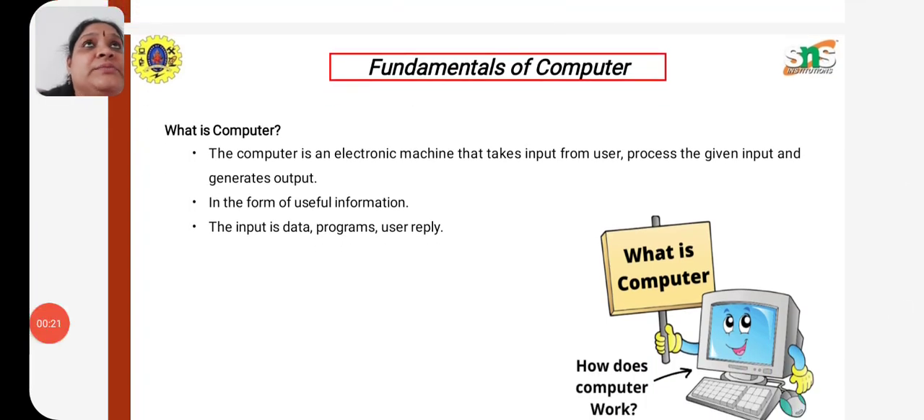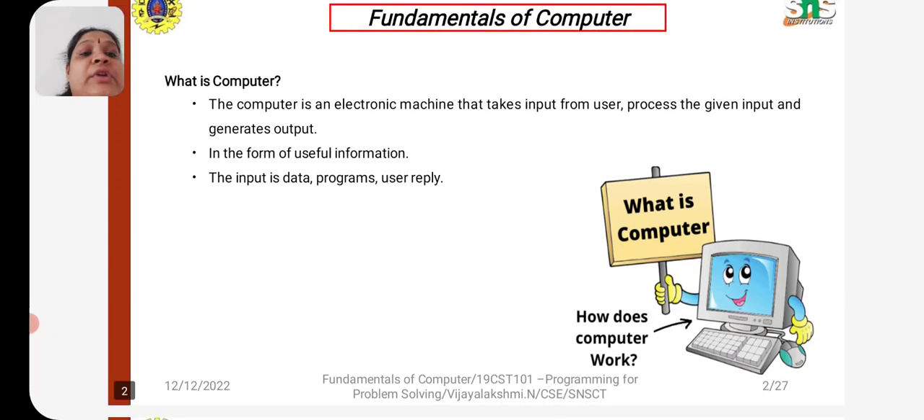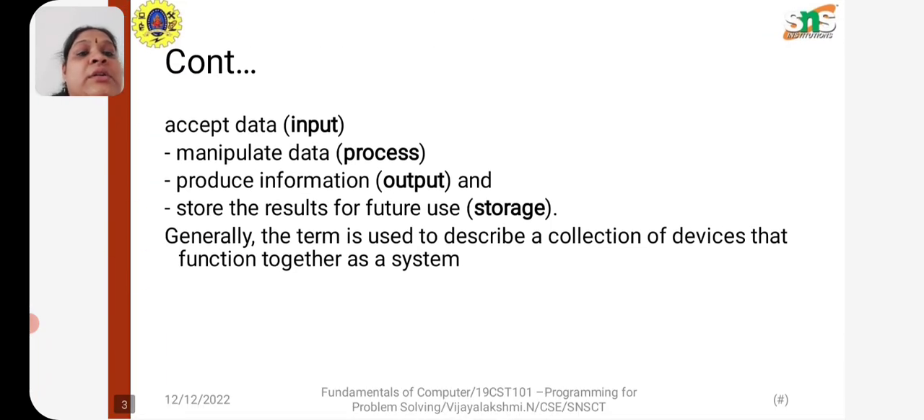You know what is a computer? A computer is an electronic machine which takes input from the user, processes the input, and produces the output in the form of useful information. The input can be data, a program, or any reply from the user. So this is the normal step for a computer: accept data, manipulate data, and produce the information. And additionally we can use it for storage purposes.